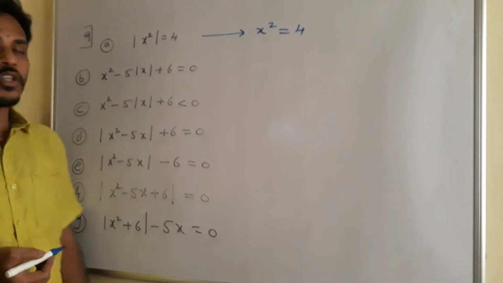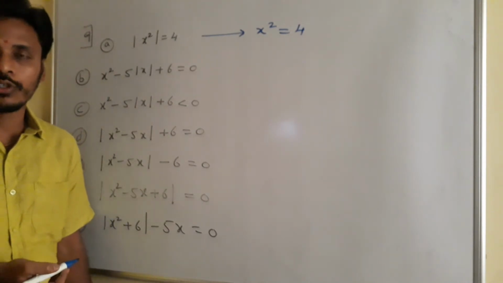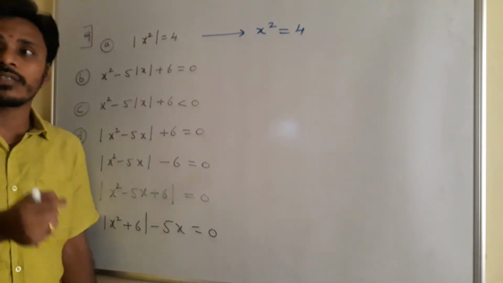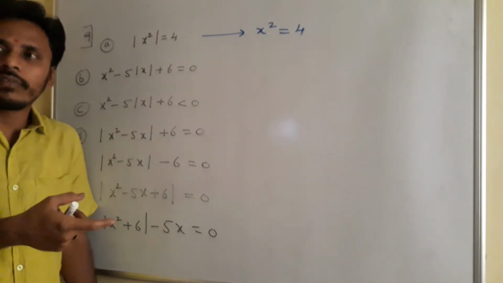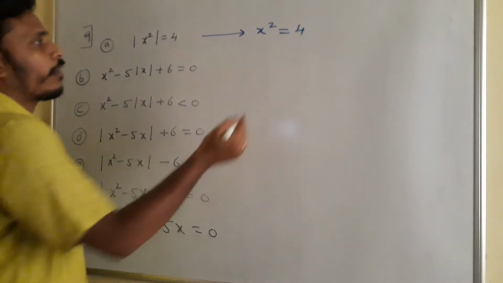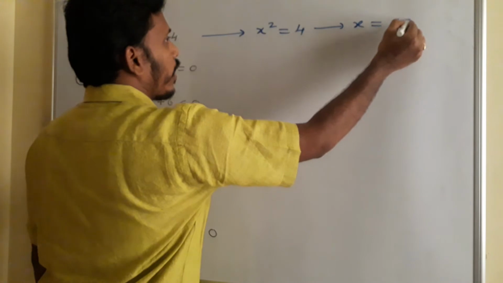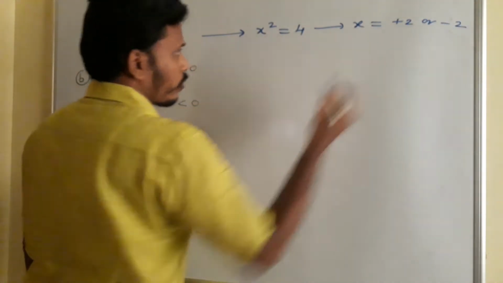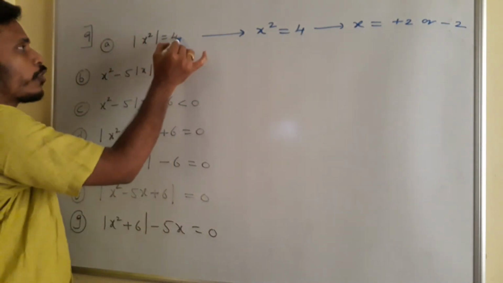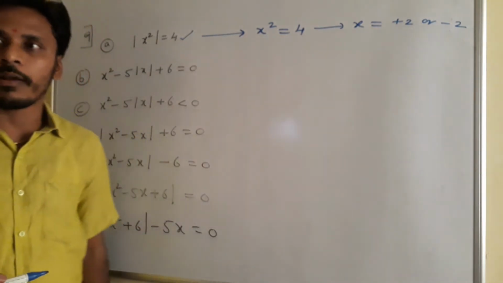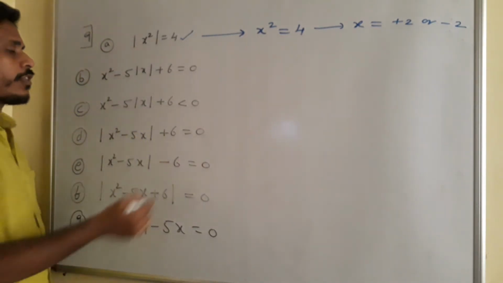Modulus of x square is equal to 4 is nothing but x square is equal to 4. Why? Because the expression in the modulus, x square, is always positive, so directly we can remove that modulus. And we know that since x square is equal to 4, the values of x are plus 2 or minus 2. So at the end, for this modulus equation, mod x square is equal to 4, the answers are plus 2 or minus 2. Okay, and that's the first problem.